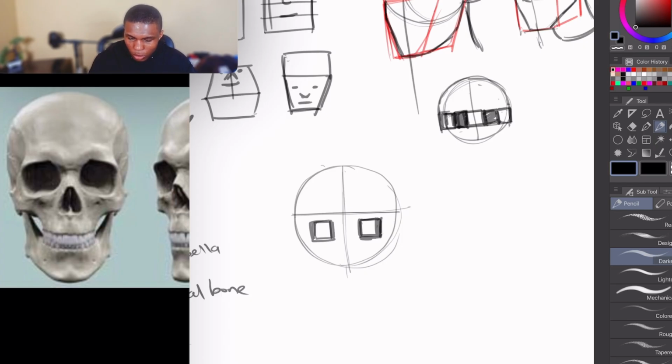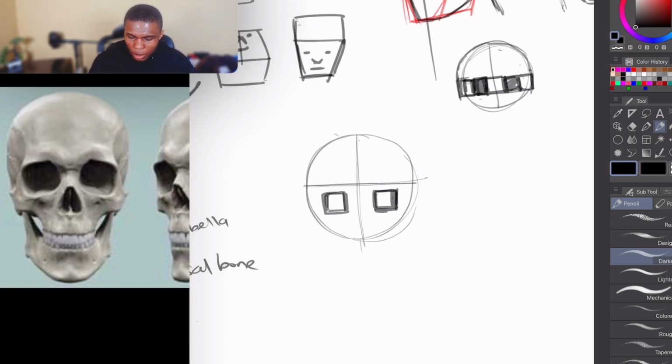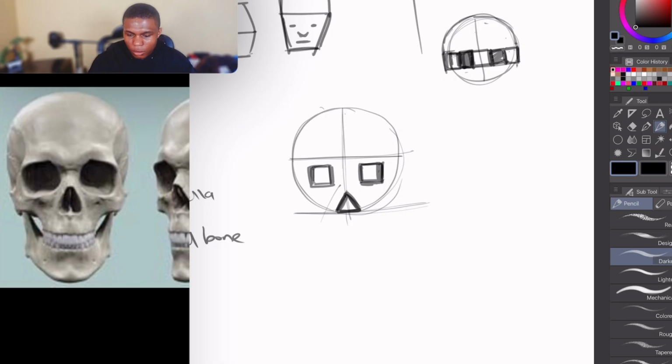So we have our sockets over here, and then you put a pyramid. You can put a pyramid at the bottom of your sphere, like this. Put a pyramid at the bottom like this, and then you add your maxilla. You add your maxilla whenever you are drawing your sphere, like the rest of your head.